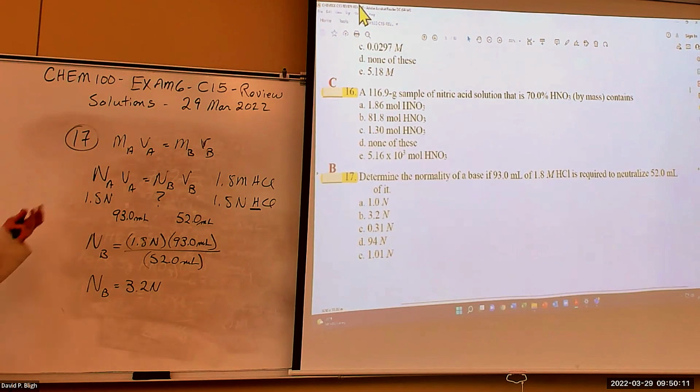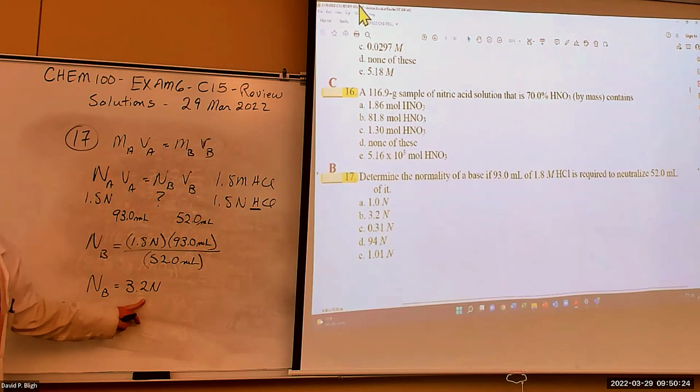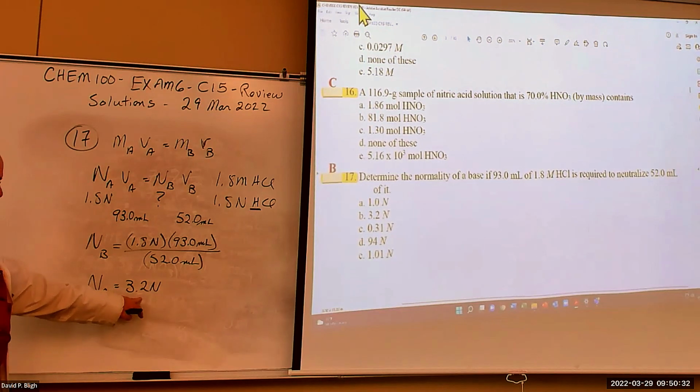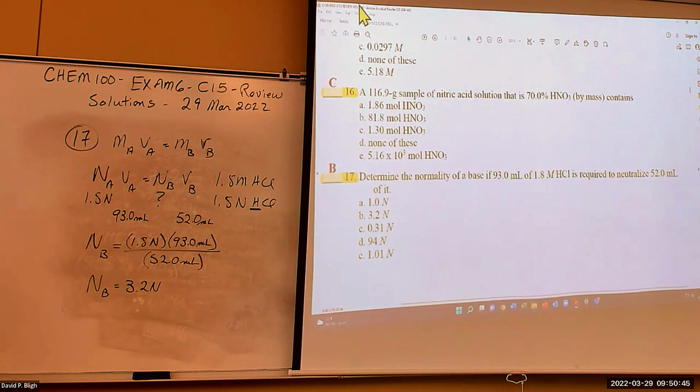Now, the beauty of this is it doesn't matter what the base is. It's irrelevant to answer the question. The base could be sodium hydroxide, in which case that would be molarity also, because there's only one hydroxyl in sodium. It could be calcium hydroxide, in which case the molarity of the calcium hydroxide would be half of that, 1.6 molar, because each calcium produces 2 hydroxyls. Okay, that's 17.